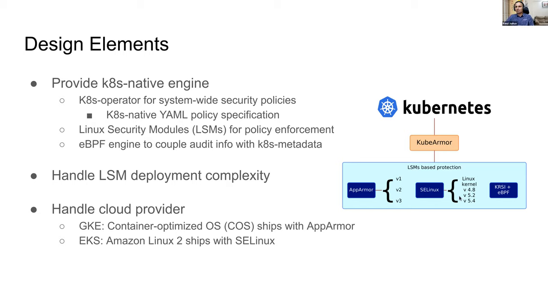Also you can see that by default, GKE Container-Optimized OS ships with AppArmor, versus EKS, where Amazon Linux 2 ships with SELinux by default. Amazon doesn't have a predefined image which supports AppArmor, which makes it even more difficult, because an administrator is expected to know both AppArmor as well as SELinux, which is a very difficult ask to begin with. And then in the future, as we see the maturity of KRSI, or BPF LSM as we call it now, things will get even more complicated.